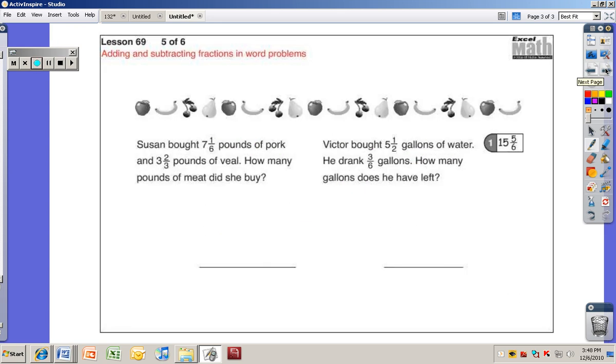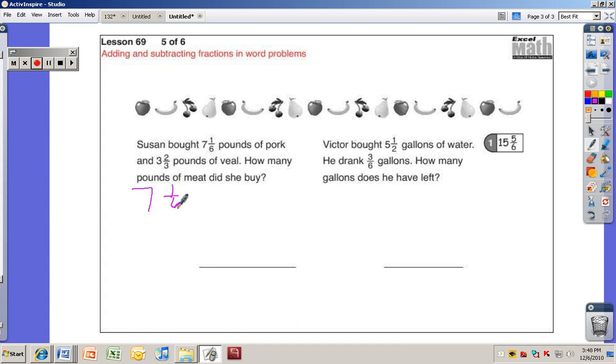All right, go ahead and try these two problems. Check your answer and see if you got it right, and then turn on the video just to double check your work. Suzanne bought 7 1/6 pounds of pork and 3 2/3 pounds of veal. How many pounds of meat did she buy? It's an addition problem again.